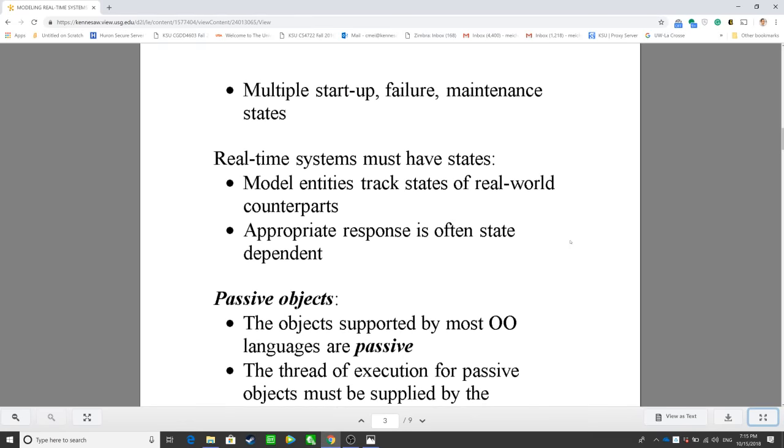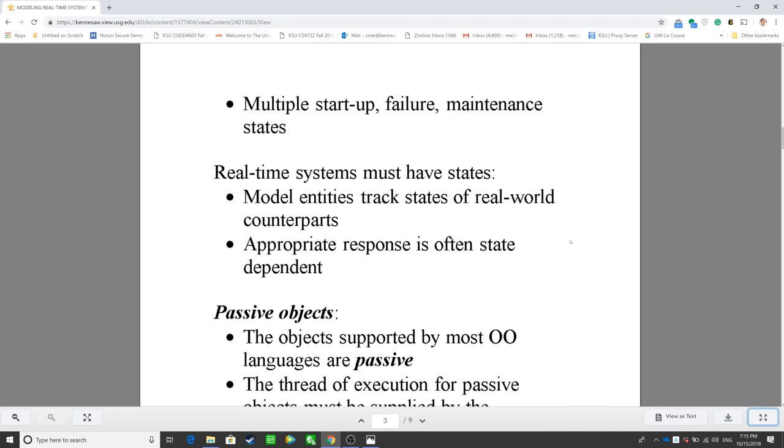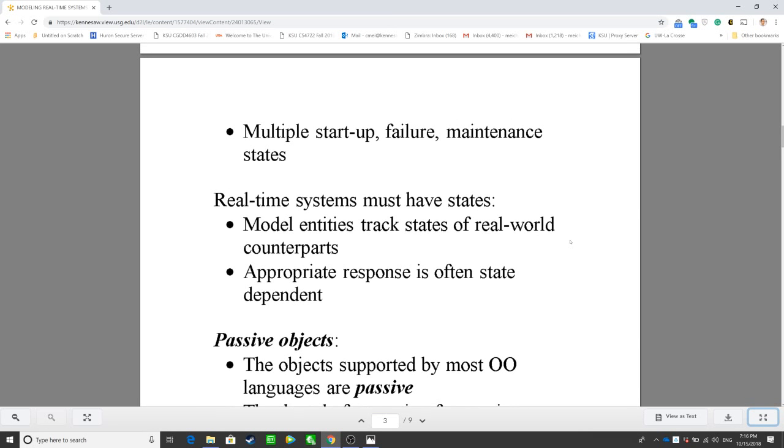Yes, and the real-time system must have state. Because if we think about this input, all those random events that happen, every event will trigger something, but these events, we need some example. It's easier to understand.